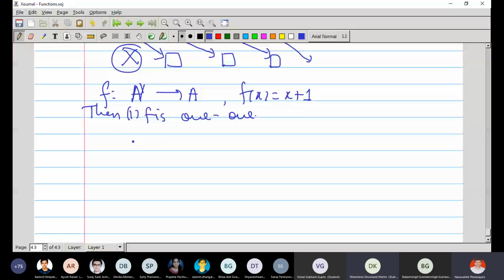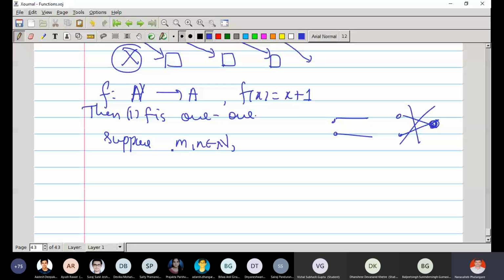Every element in the set of natural numbers has an image in the set A. Every distinct element should have distinct images. If elements are distinct, their images should be distinct. Distinct elements should not have the same image. That situation should not be there; that is what we want to see.